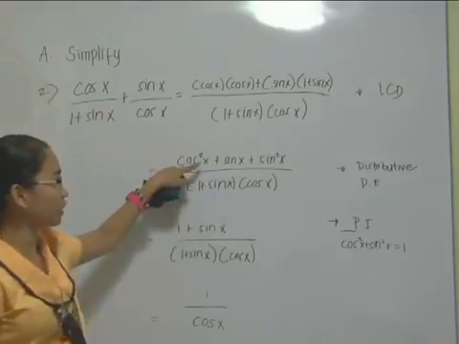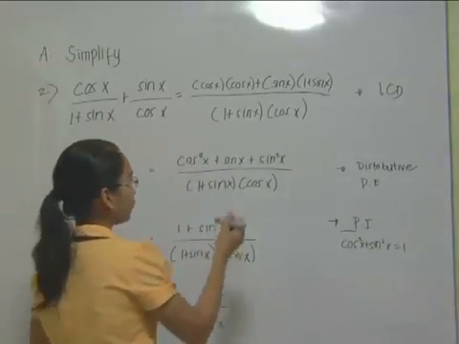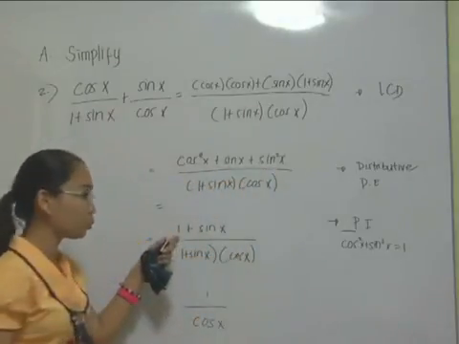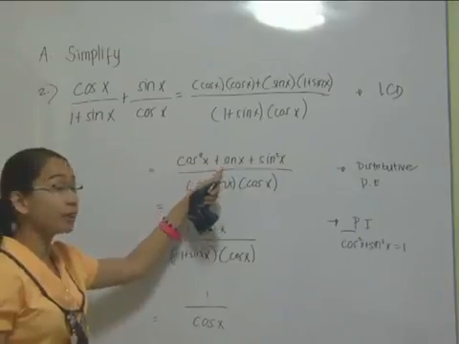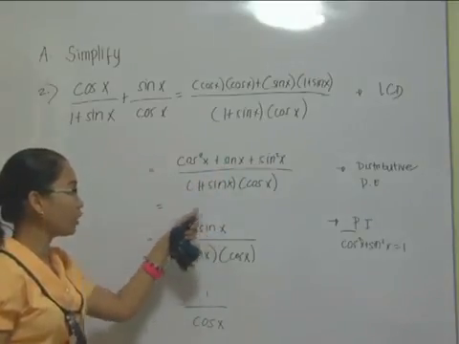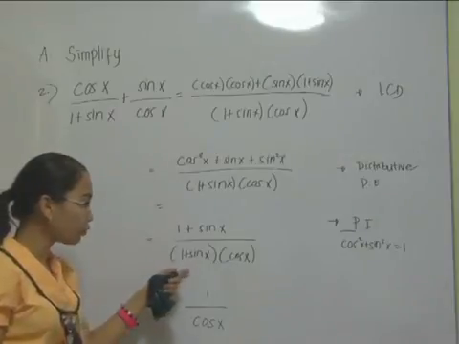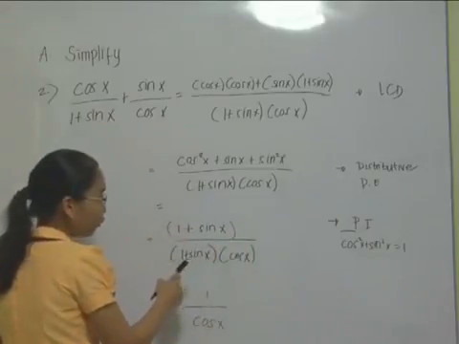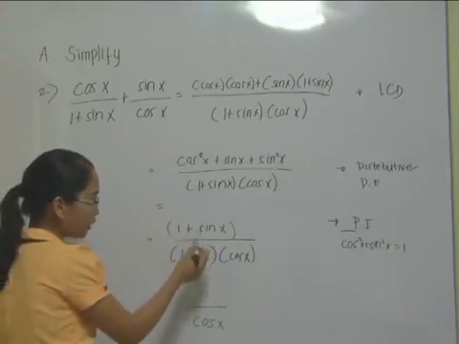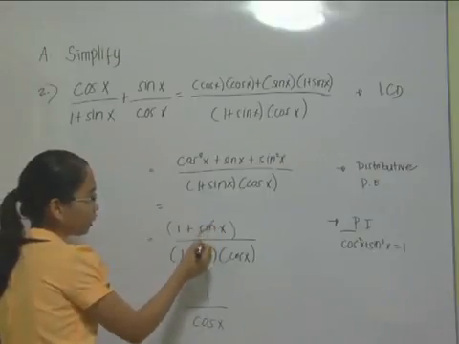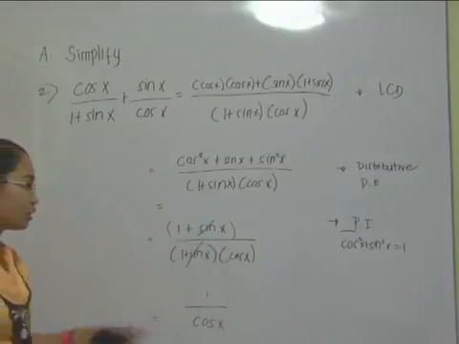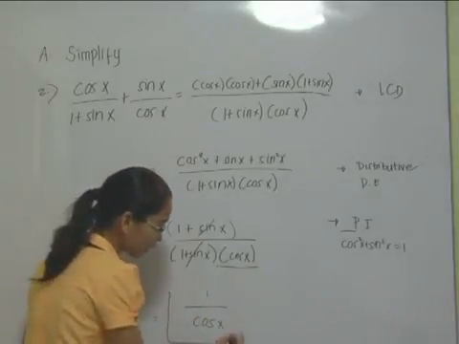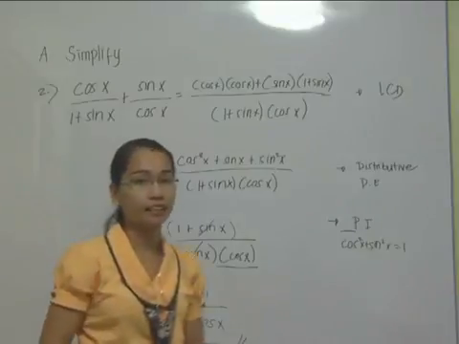So we can write cosine squared x plus sine squared x is equal to 1. Then bring down the sine x over the copied denominator, which is 1 plus sine x times cosine x. Because these two expressions are equal, we can cancel them out, so this is equal to 1. What is left is just cosine x. So the final answer is 1 over cosine x.